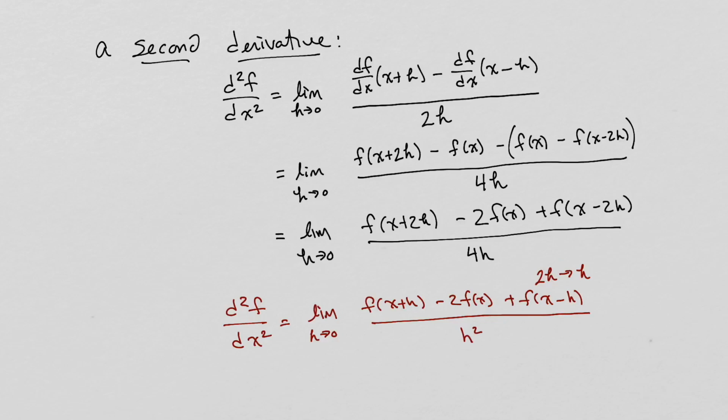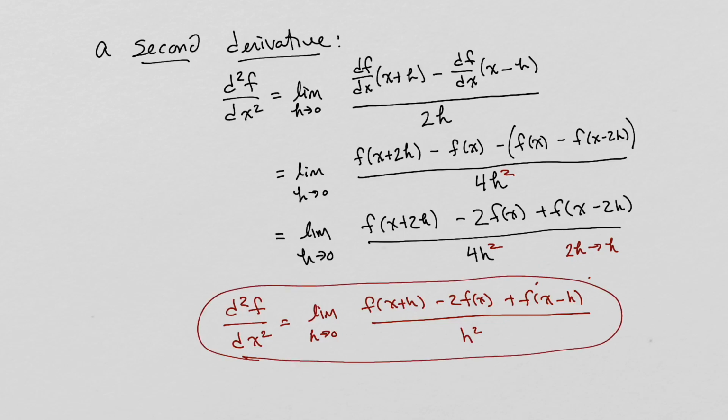When I plug in that second derivative, I end up with squareds, and of course that's why 2h going to h makes sense. Let me move this so that I'm not tempted to forget where it went. Okay, and this is the thing now that I'm going to use as my definition for the second derivative.